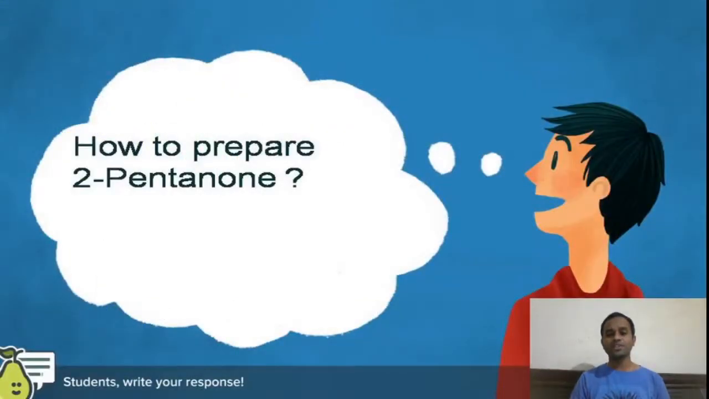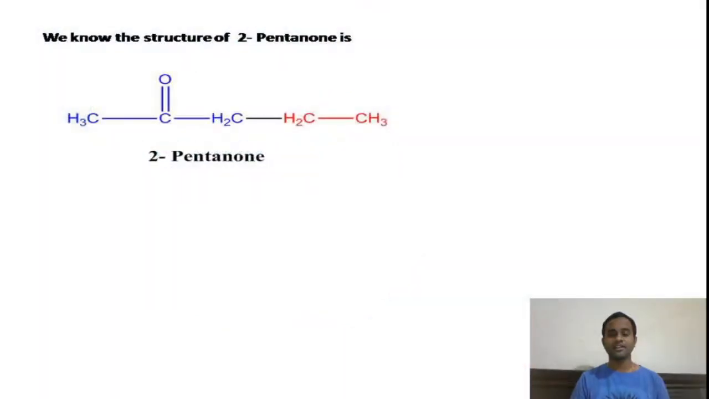Here is a question for you: how to prepare 2-pentanone? For that we need to construct the structure of 2-pentanone based on IUPAC rules, and we know this is the structure. At the second position there is a keto group, and it has 5 carbons, that is pent. At the second position it has a keto group, therefore it is called 2-pentanone. Right? This is the structure of 2-pentanone.